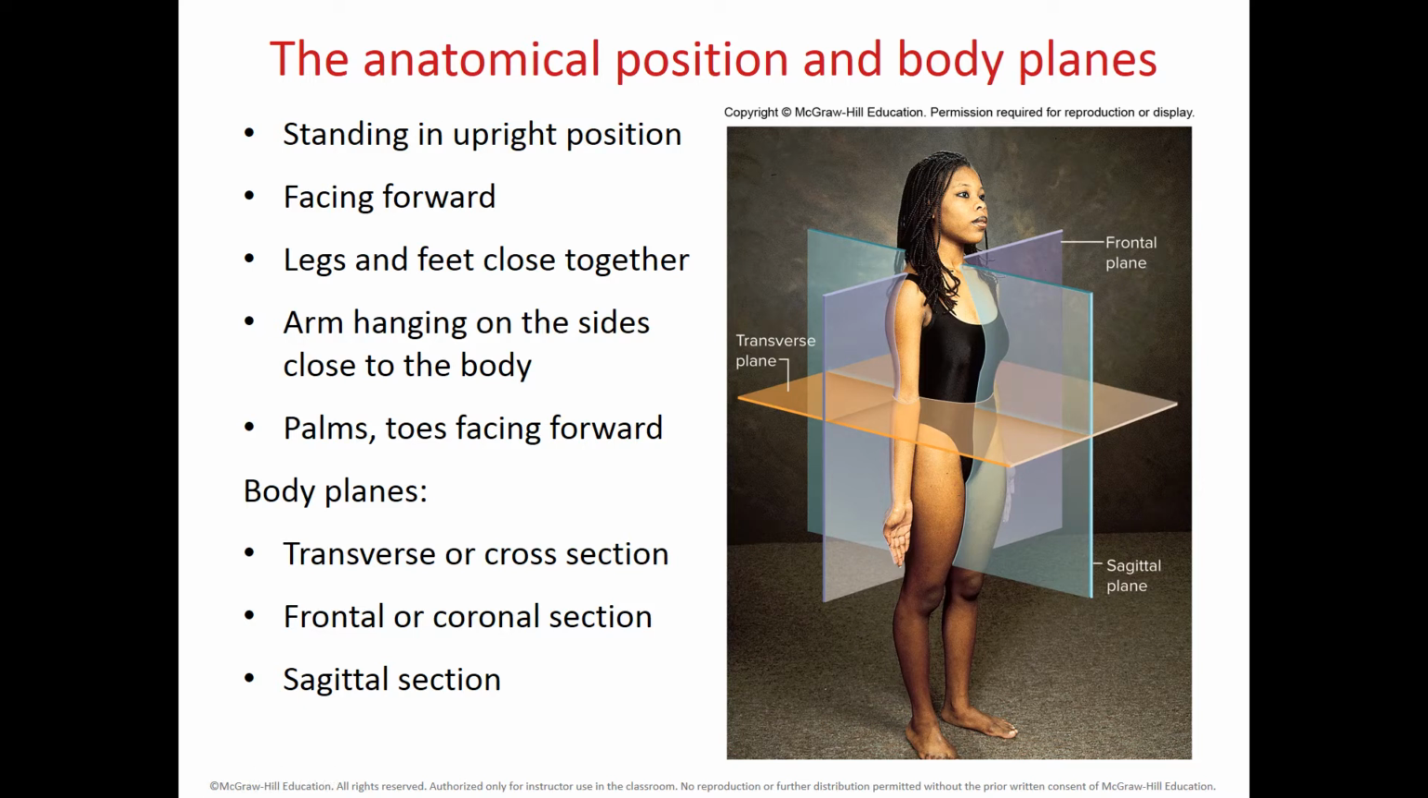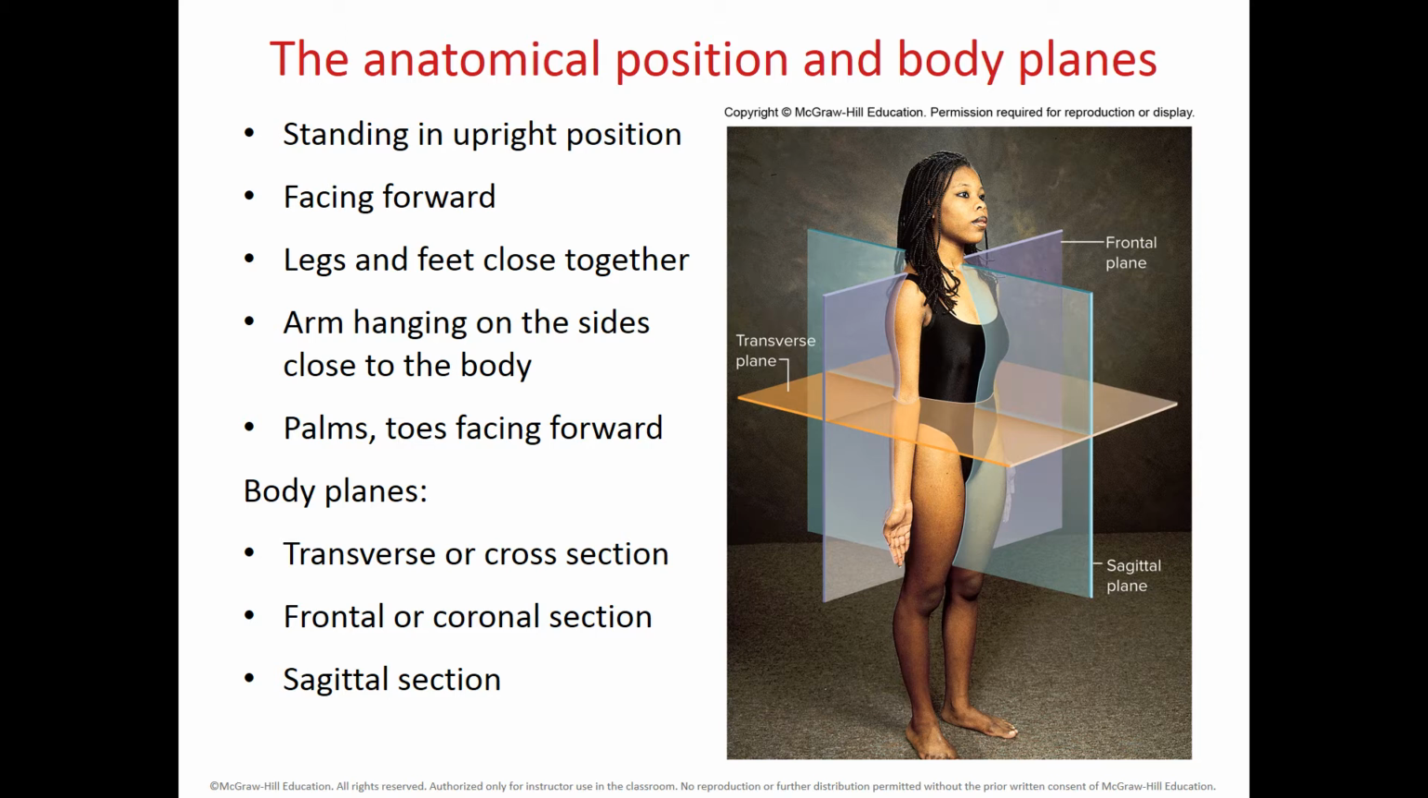Now, in order for us to study anatomy, we use the anatomical position and body planes. In the anatomical position, an individual is standing erect, in an upright position. The person will be facing forward with the legs and feet close together. The arms of the person will be hanging at the sides, close to the body, and the palms and the toes of the person will be facing forward.